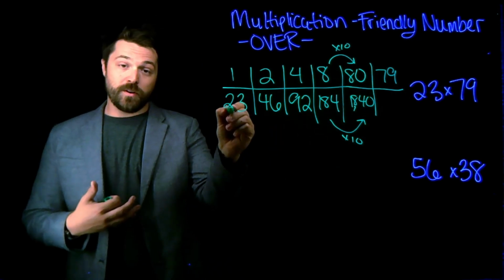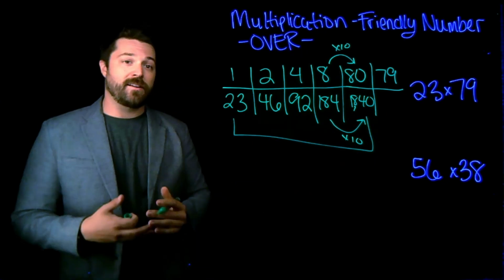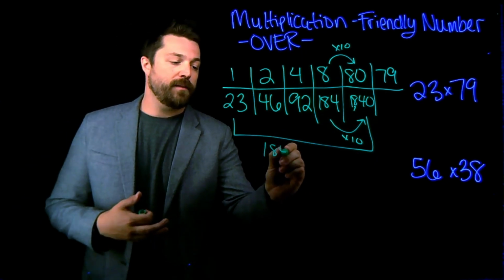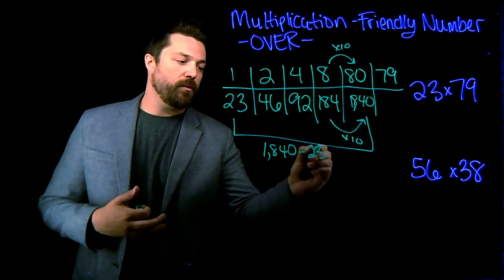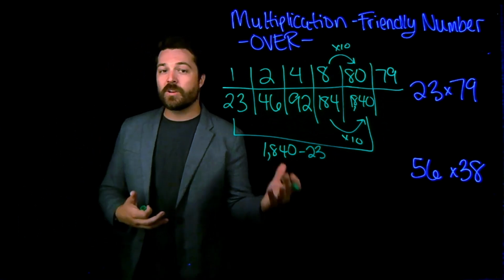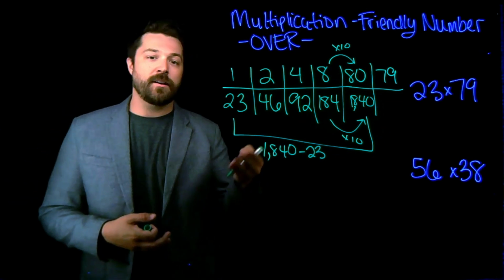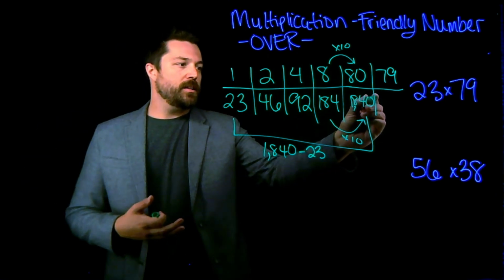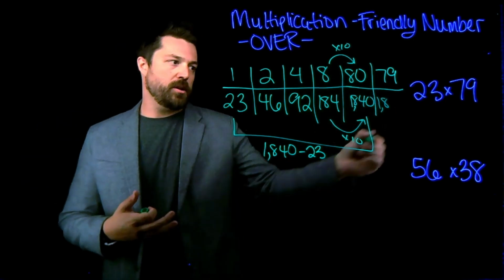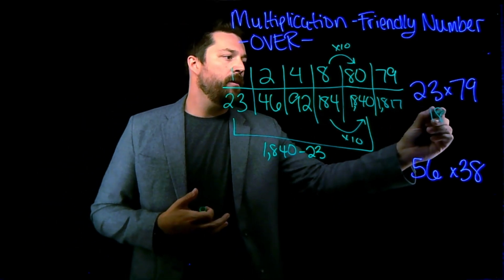I know that one group is 23, and 80 groups is 1,840. So all I have to do is 1,840 minus 23. If a student needs to work this out, that's okay. I'm subtracting from a multiple of 10, so I think that's something I can do mentally. 1,817. So I know that 23 times 79 is 1,817.